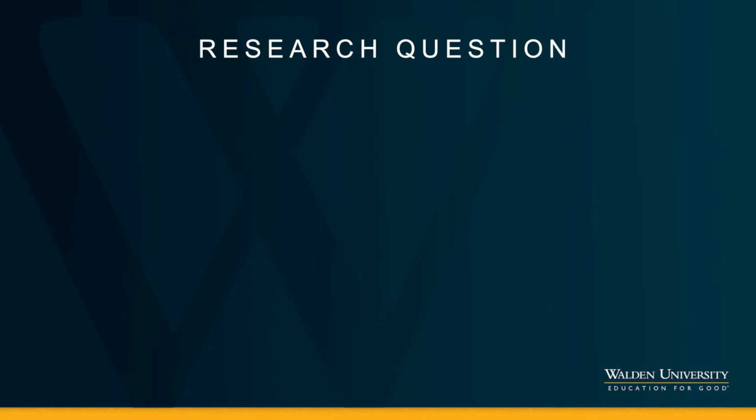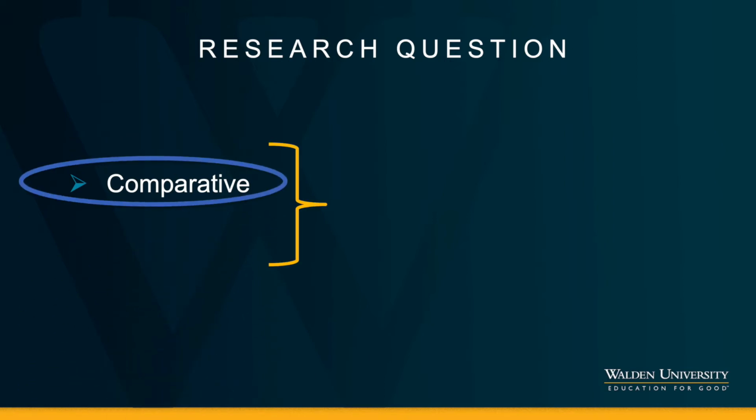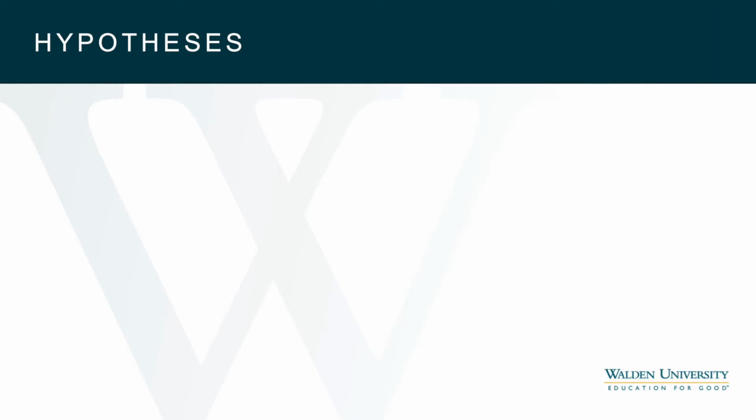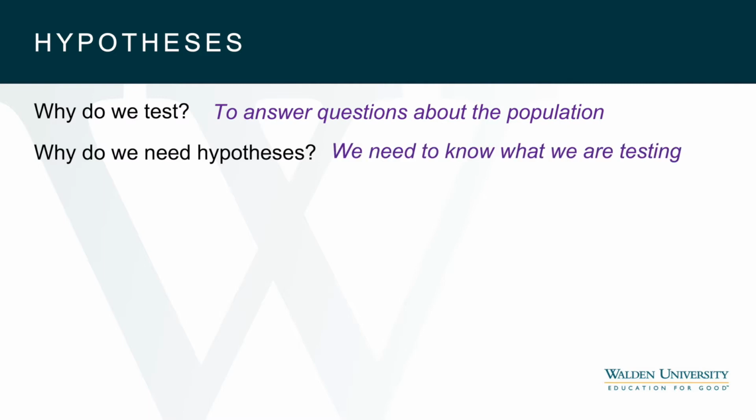We can have different kinds of research questions. We have descriptive research questions, comparative, relational, predictive, and there are probably more words that we could fit here. But in this week, for the t-test, we are going to focus solely on comparative research questions. And of course, you want to translate your research question into two hypotheses, because without hypotheses, we do not know what we're testing. We test because we want to answer a research question about the greater population, and we need hypotheses so that we know what we're testing.